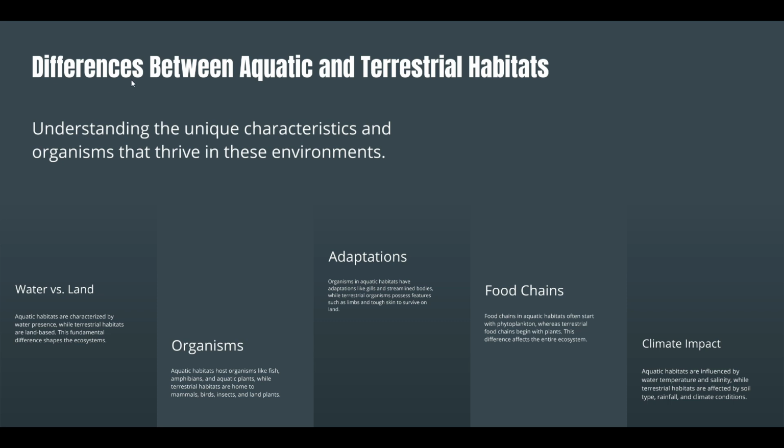So coming to the next part, difference between aquatic and terrestrial habitats. Understanding the unique characteristics and organisms that thrive in this environment. I've been messing up with the sociological tips. Sorry for that. Water versus land. Aquatic animals.